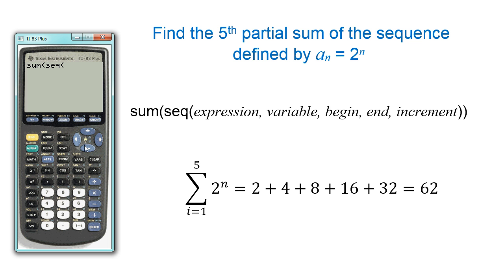I have my sequence already established in U, so I'm going to say second 7, which gives me U. Tell it the variable, which is n. I want it to go from 1 to 5, and I don't need to put the increment because I'm going to use the default of 1. So I'm going to close my parentheses, hit enter, and I get 62.